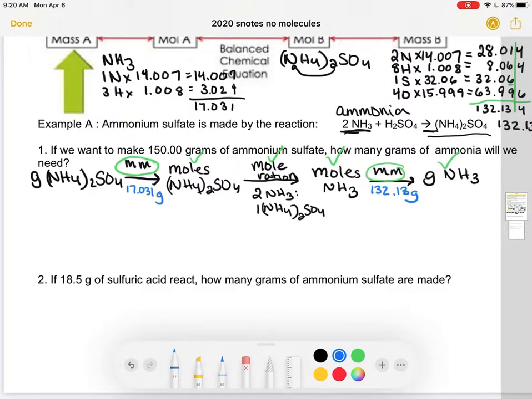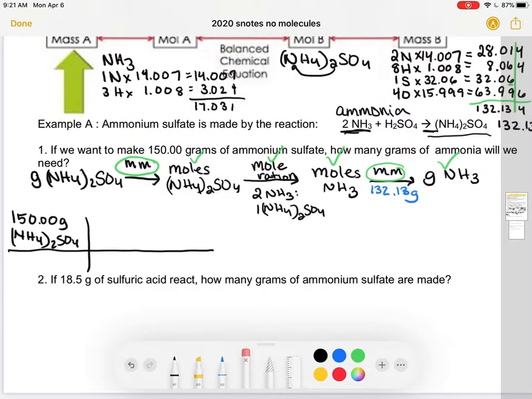Let's do this. Okay, so we're going to start with what we're given in the problem. Always start with what you're given. We're starting with 150.00 grams of NH4 to SO4. Okay. Now we want to get rid of grams of that. And, oh, you know what? I flip-flopped these masses. That's the wrong mass there. This is going to be 132.13 grams and 17.031 grams.